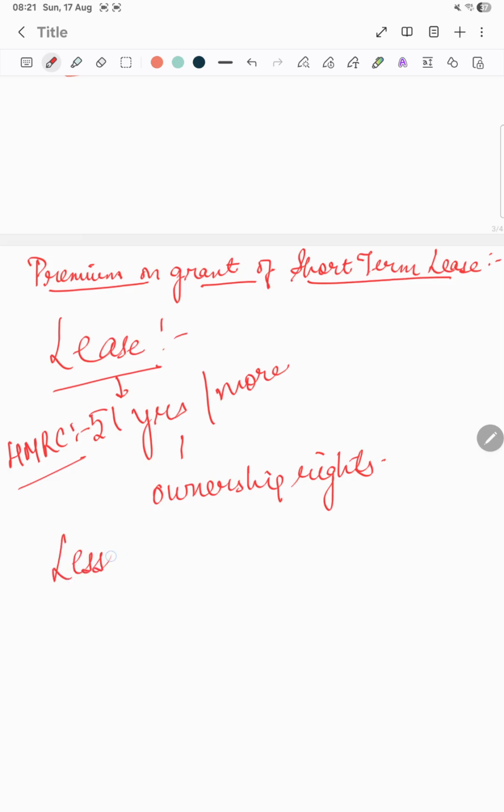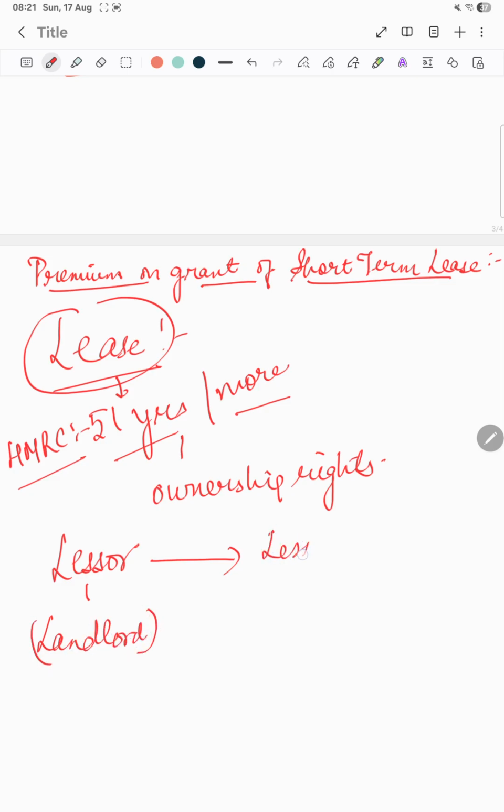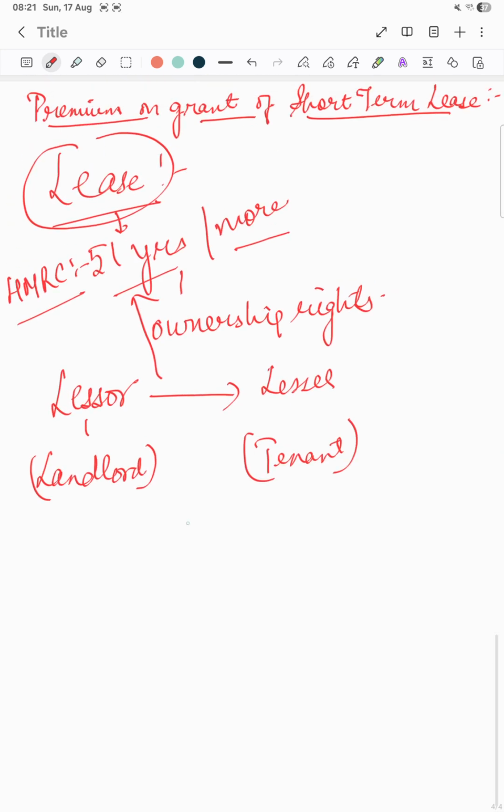So the person who will be letting out this property for 51 years or more to another person is the lessor, which means the lessor is the landlord, and the lessee is the tenant, and it is for the period of 51 years or more. But what if the property is let out for less than 50 years?